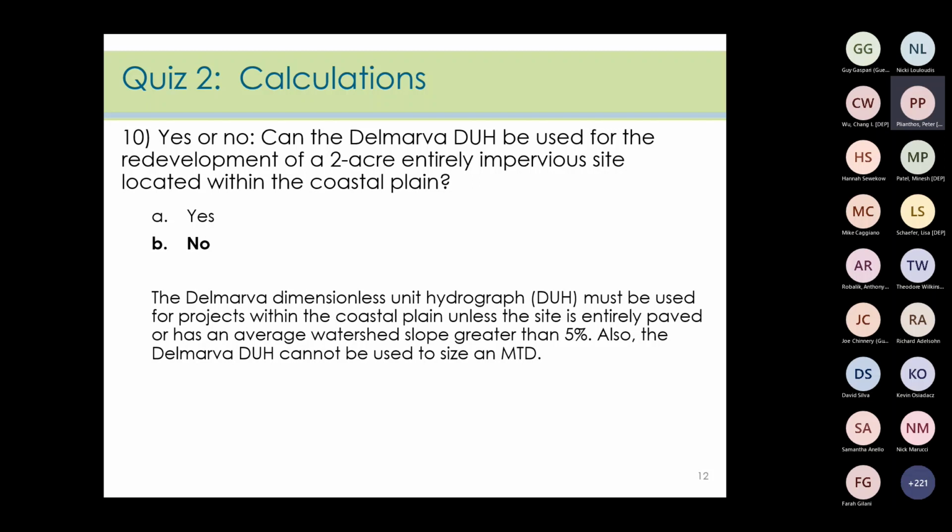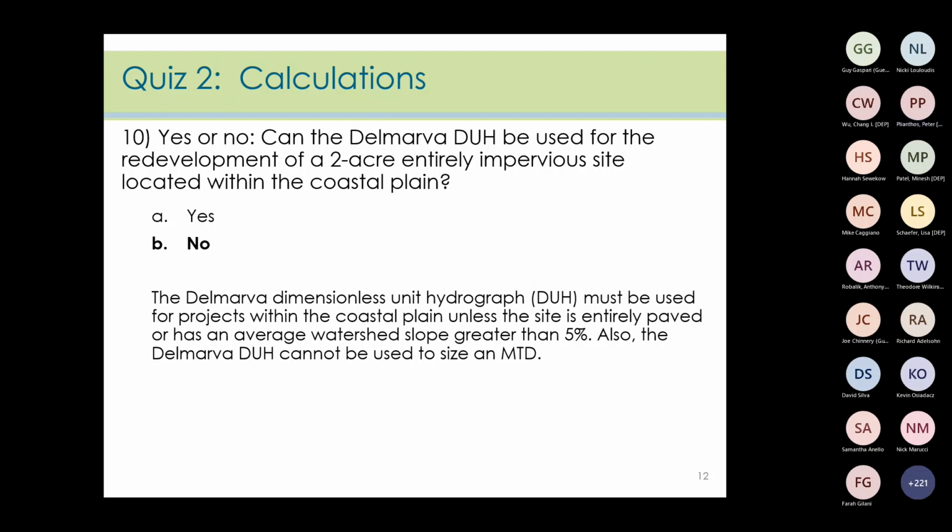Also, for an entirely paved site, the significant surface storage associated with the coastal plain is no longer present, also resulting in underestimated peak flow rates if the Delmarva is used. And then additionally, the Delmarva should only be used in areas that have an average watershed slope less than 5%. If any of these situations are proven to be present, the SES Standard Dimensionless Unit Hydrograph must be used. Also, a side note on this subject, if the Delmarva is used in the pre-construction condition, it must also be used in the post-construction condition. Same idea goes for the SES.